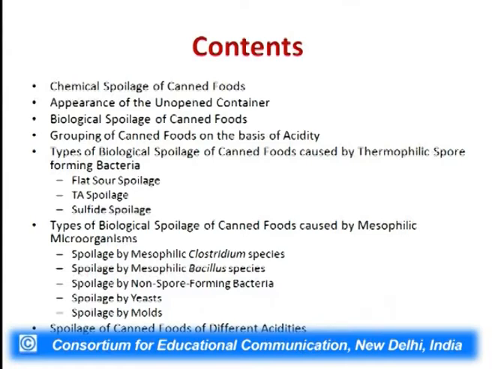I will also be talking about biological spoilage of canned foods which is caused by mesophilic microorganisms, and in this we will be covering the spoilages caused by Clostridium species, Bacillus species, non-spore formers, yeasts and molds. Also I will be discussing the spoilage of canned foods with different acidities in my talk.